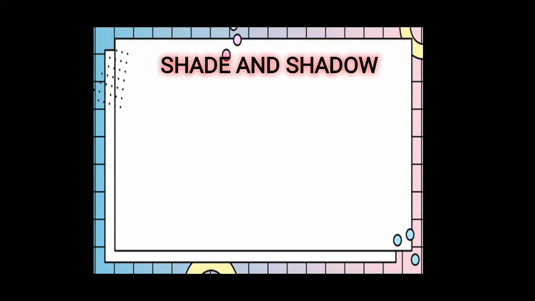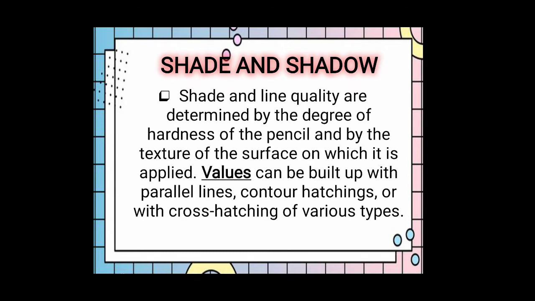Next, shade and shadow. Shade is the line quality determined by the degree of hardness of a pencil and by the texture of the surface on which it is applied. Values can be built up with parallel lines, contour hatching, or with cross hatching of various types.